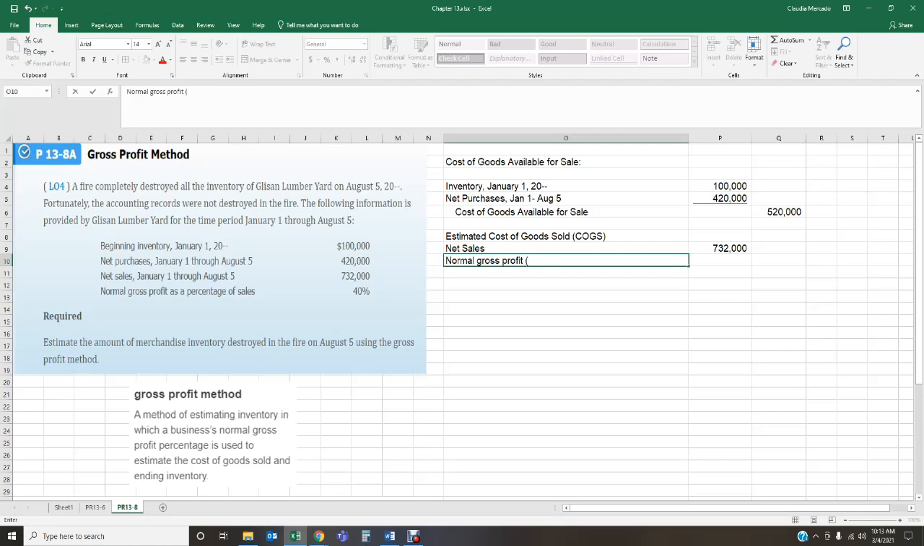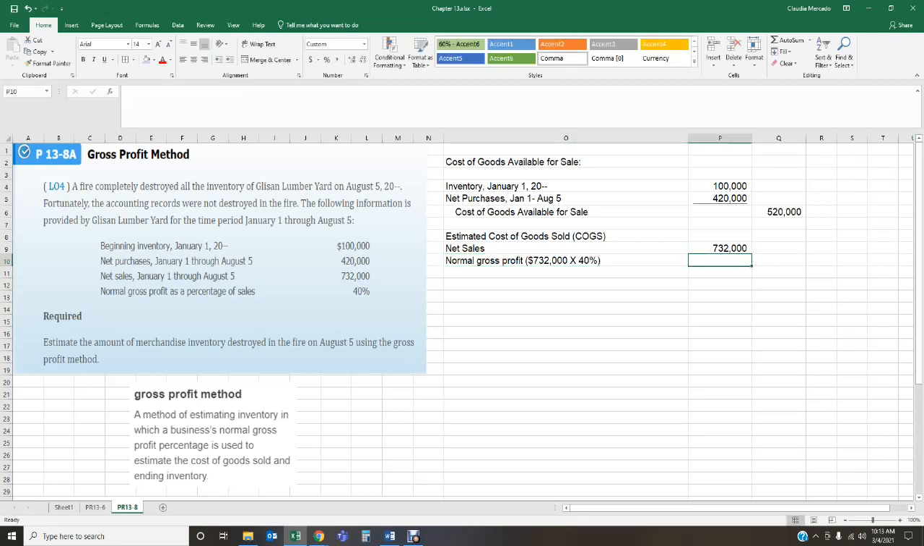We're going to get the $732,000, which is my normal sales, and multiply by my gross profit percentage of sales, which was provided at 40%. We're going to do that to calculate the normal gross profit. How much profit am I making? Well, I'm making 40% profit from the markup. So I'm basically marking up my product 40%. I'm making a 40% profit on the sales.